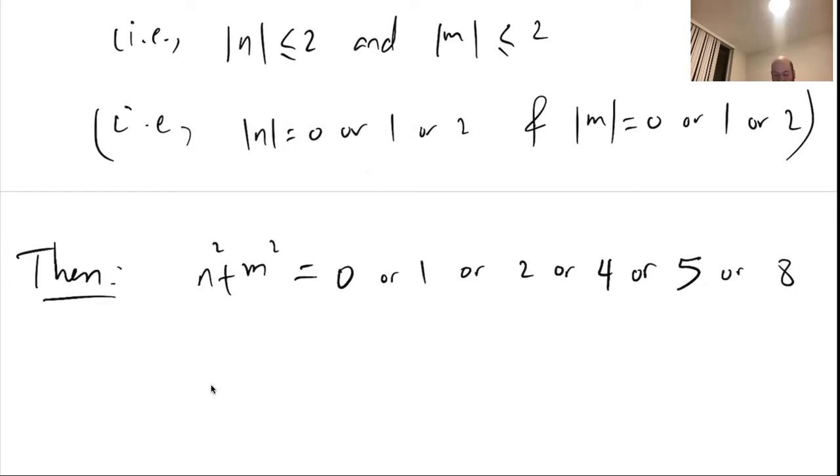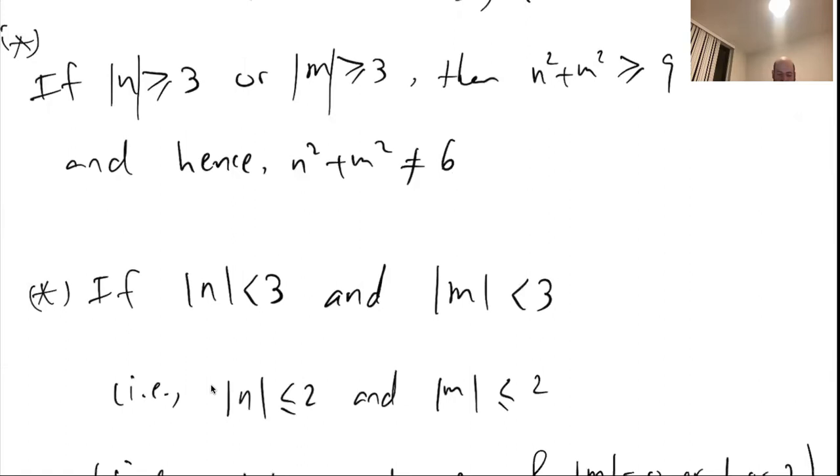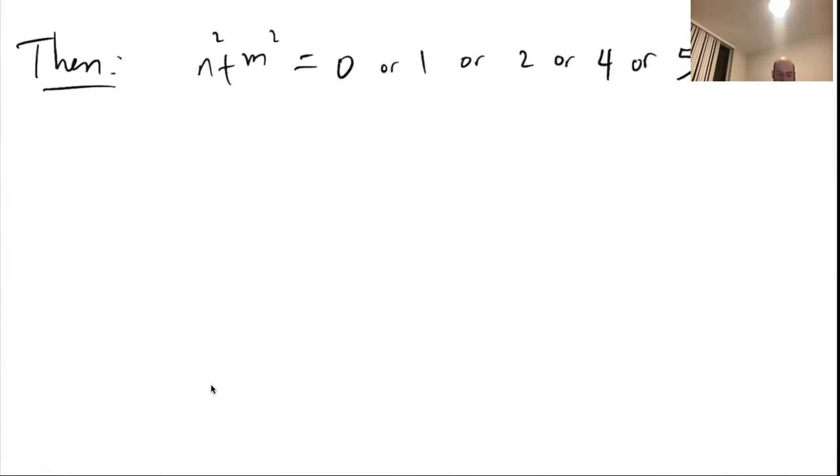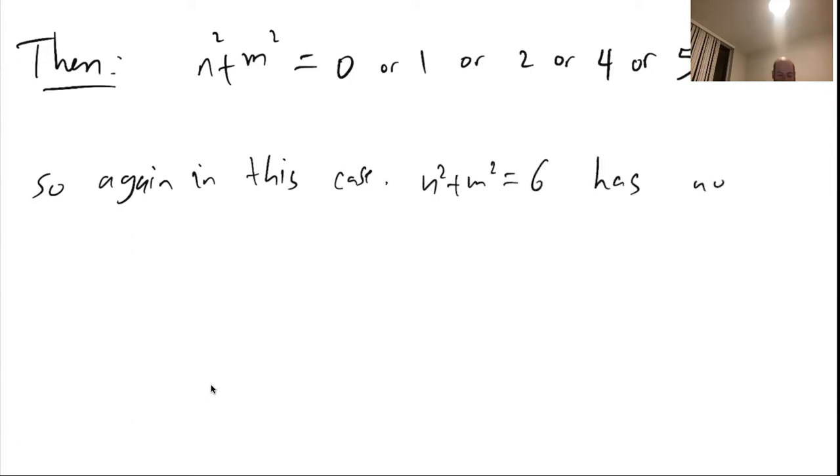So we get 0, 1, 2, 4, or 5. So 3 and 6 are not covered. 7 is also not covered, but we're only interested in 6. We want to know whether n squared plus m squared can be equal to 6. So again, in this case, n squared plus m squared equals 6 has no solution.